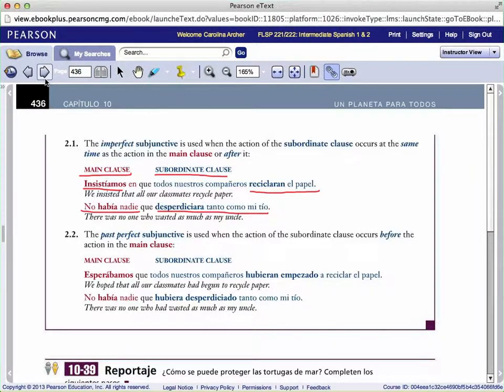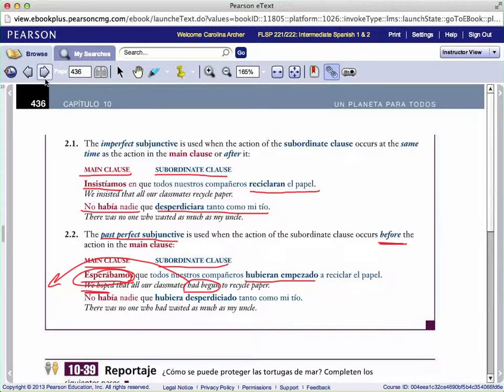Now, the past perfect subjunctive is used when the action of the subordinate clause occurs before the action in the main clause. And this is what we saw earlier in this chapter. So the main clause, esperábamos, that's in the past. But what we're talking about in the subordinate clause is something that happened before this. Esperábamos que todos nuestros compañeros hubieran empezado a reciclar el papel. We hoped that all of our classmates had begun already to recycle the paper. So this happened before, we hoped. Okay, we hoped that they had already begun.